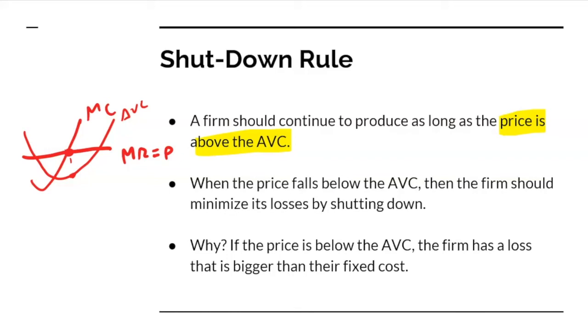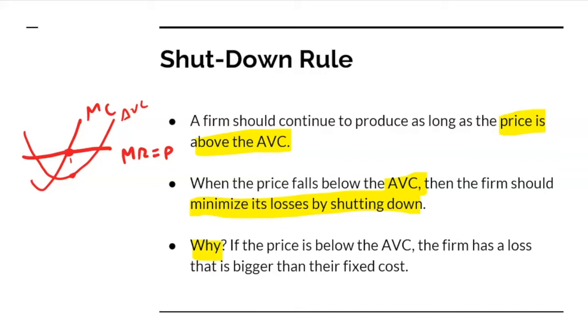However, the flip side of that is if the AVC is above our price, if the entire AVC curve is above our marginal revenue curve, then the firm should shut down. And that's what that second bullet point is saying. When the price falls below the AVC, the firm should minimize its losses by shutting down. Why? If the price is below the AVC, that means the firm has a loss that is bigger than their fixed cost.